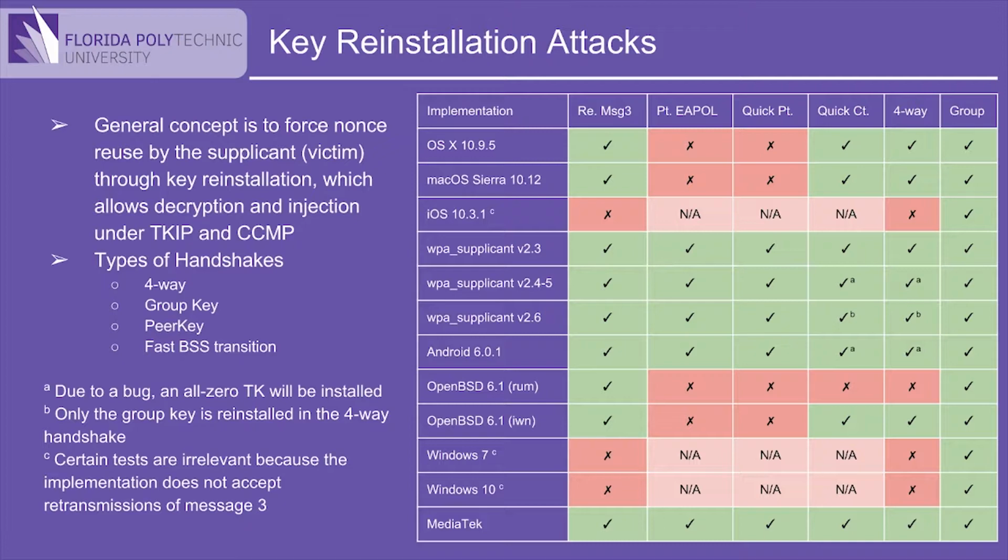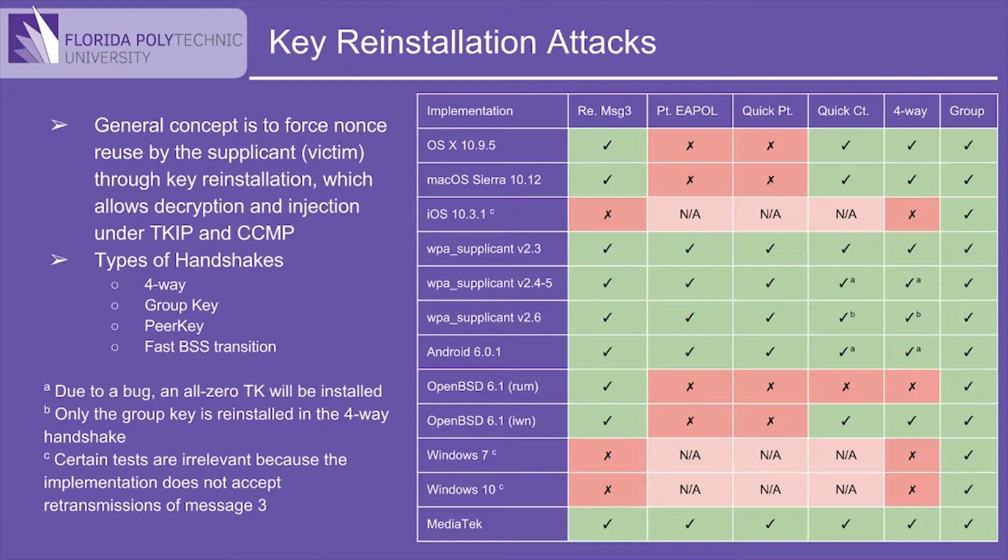TKIP and CCMP. And like I mentioned, for the types of handshakes, you've got the four-way handshake, the group key handshake, the peer key handshake, and the fast BSS transition handshake. We're going to be mainly focusing on the four-way handshake here, but something to note in the table that you can see is that when you're looking at all the different implementations, all of these are susceptible to this type of attack, no matter whether you're on Mac or Windows or Linux, Android, any of them.